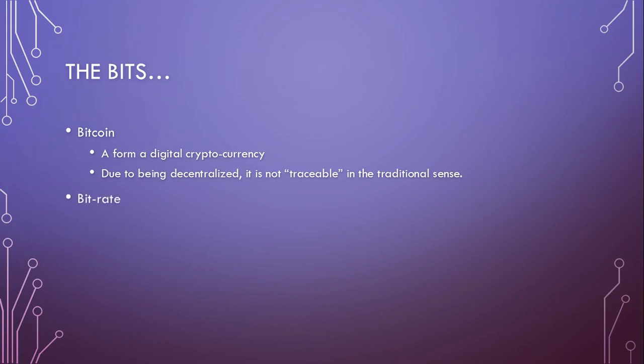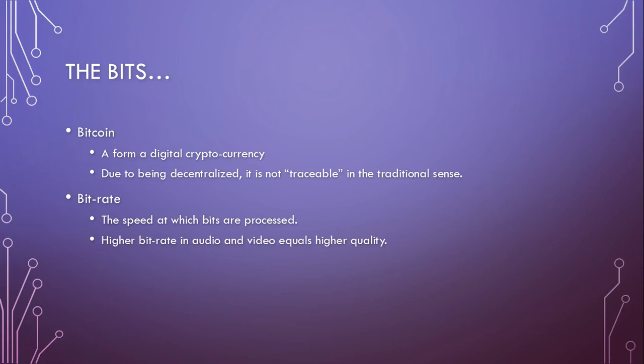Let's also discuss something known as bit rate. This is not related to Bitcoin. A lot of these terms are very independent from each other. But bit rate is simply the speed at which bits are processed. So this would be used a lot with audio and video. When you have a higher bit rate in your audio or a higher bit rate for your video, that means it's higher quality because you have more bits of data that are going to be used per second, or whatever it is using as its speed.